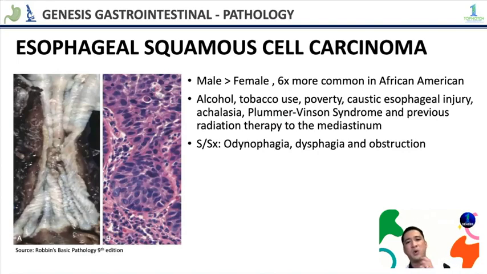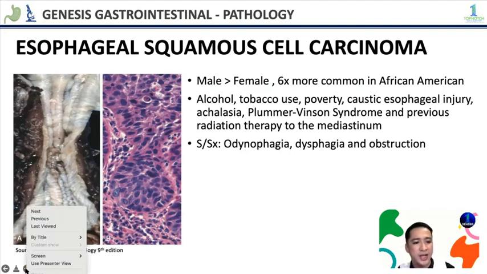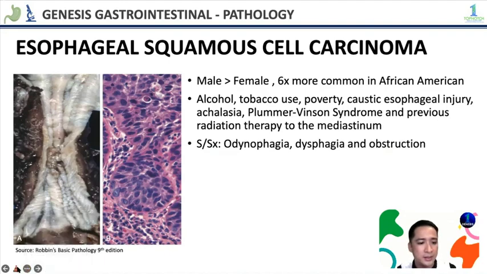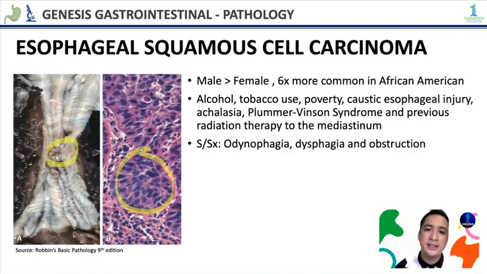Your esophageal squamous cell carcinoma, you see here in this image, sorry, I'll just use a highlight for this. Okay. So you see here more of a stricture in presentation. There's a stricture. You see here nests of malignant cells. In terms of epidemiology, male preponderance, 6 times more common in African Americans.